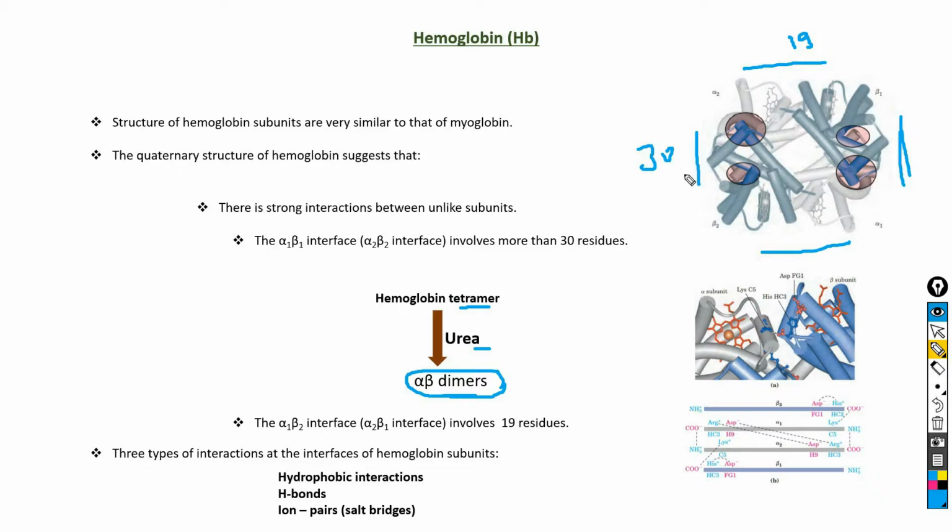And at the interfaces of hemoglobin subunits, there are three types of interactions: hydrophobic interactions, hydrogen bonds, and ion pairs, which are also known as salt bridges. Out of these three interactions, it is hydrophobic interactions that predominate at all the interfaces. This means hydrophobic interactions play an important role at the interfaces of hemoglobin subunits.